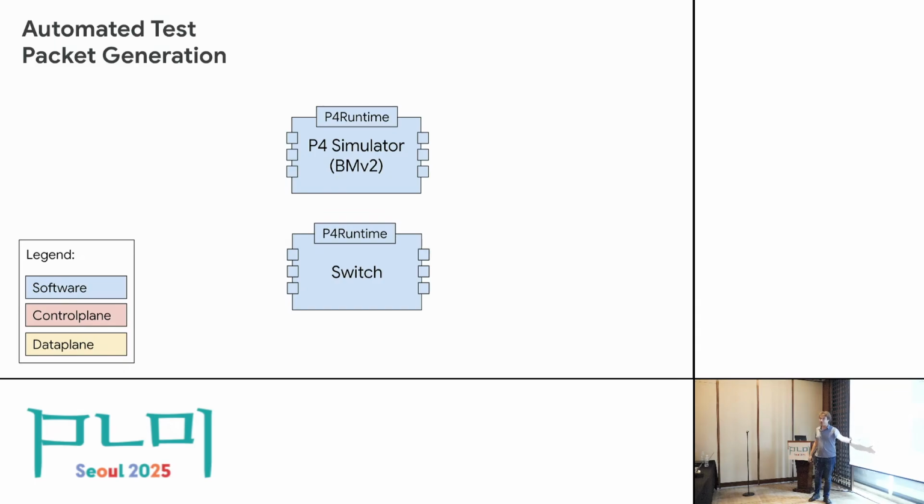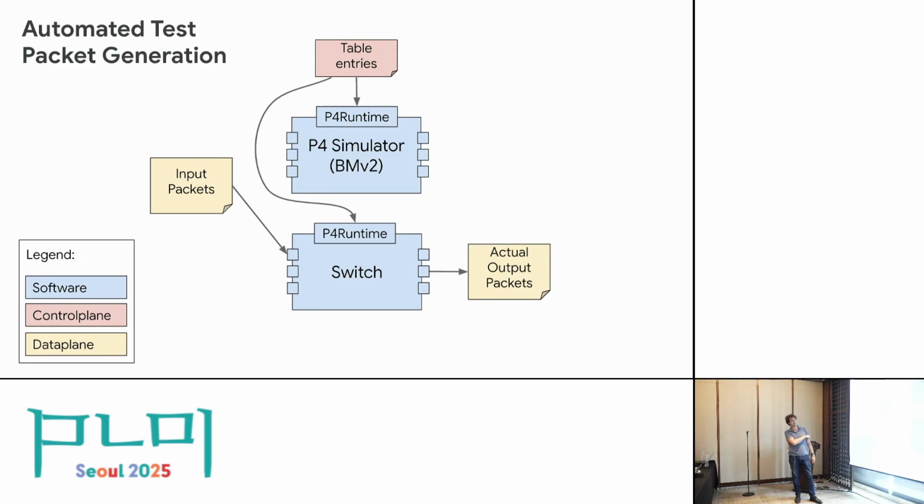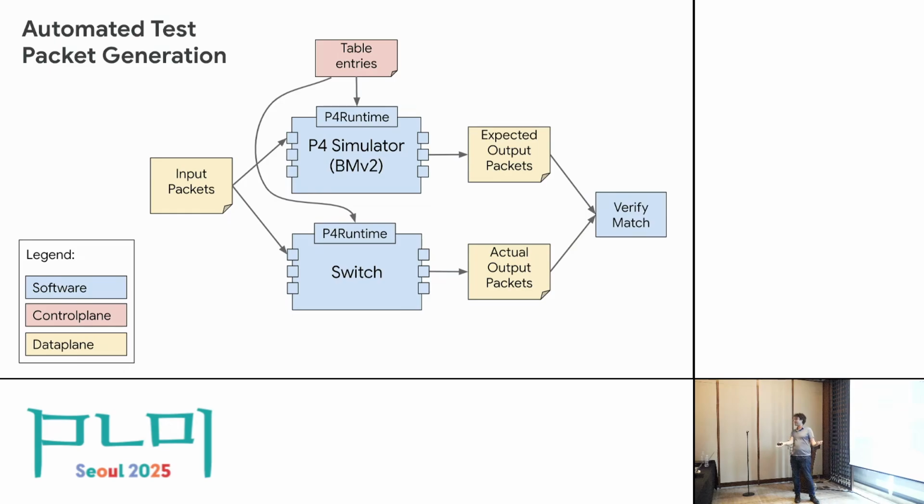The actual switch also speaks P4 runtime because we built that part of it, and also has some data plane behavior. So what we start by doing is we program the same table entries on the simulator and on the switch. We take some input packets, send them to the switch, and now we get actual output packets. This is the real behavior of the switch. We also send them to the simulator. We get the expected output packets, and we check, are these the same? And that's pretty much it.